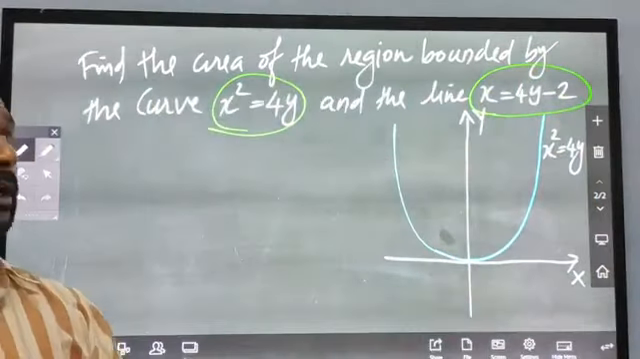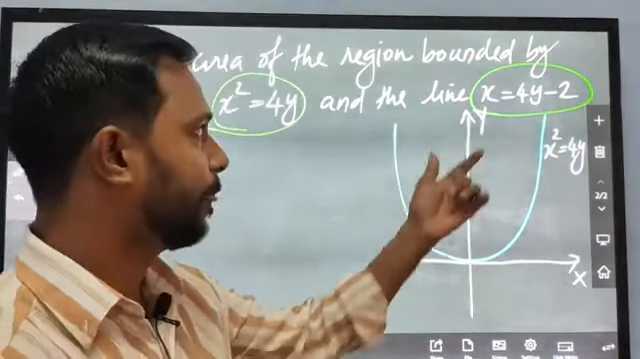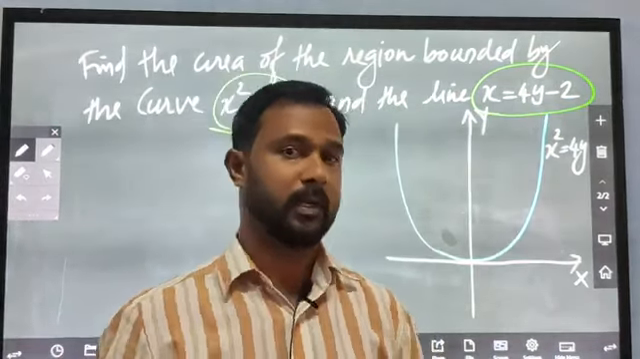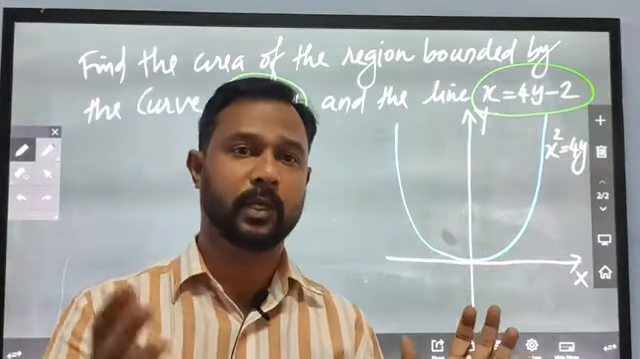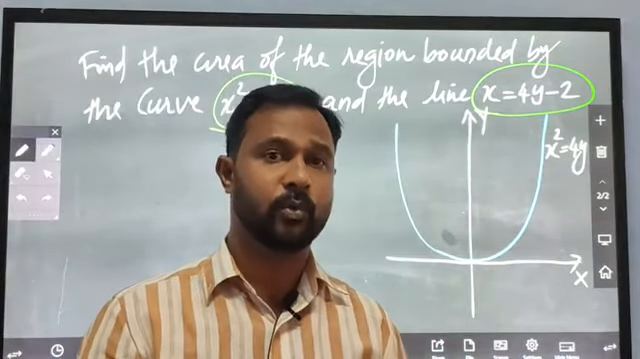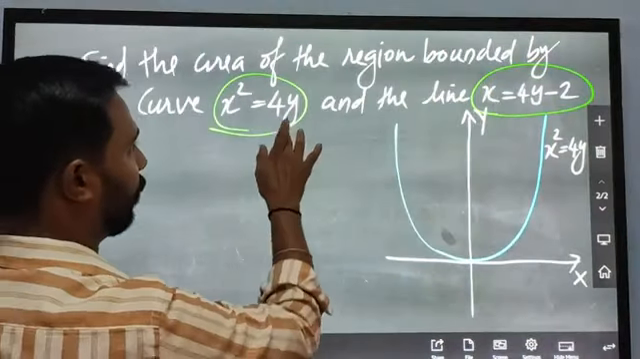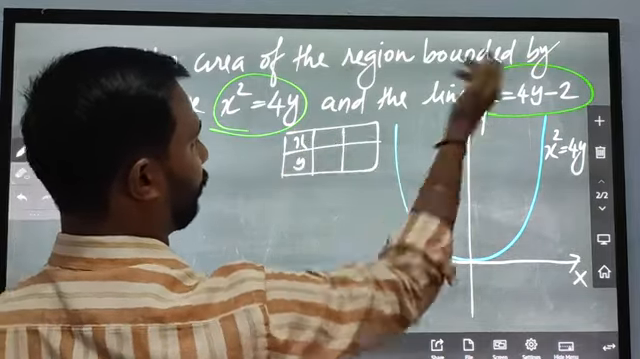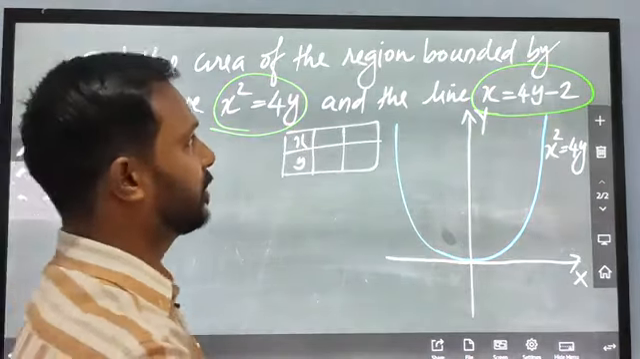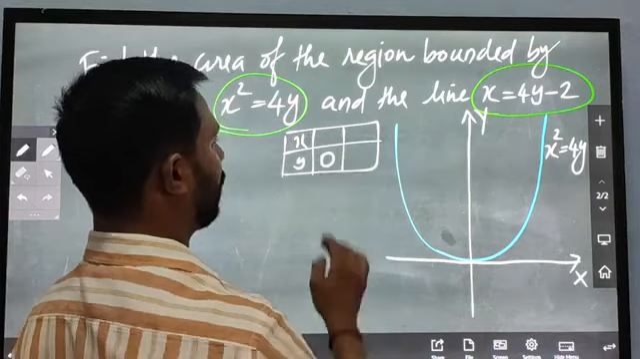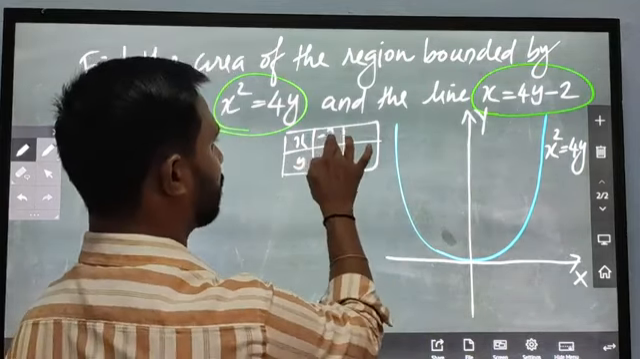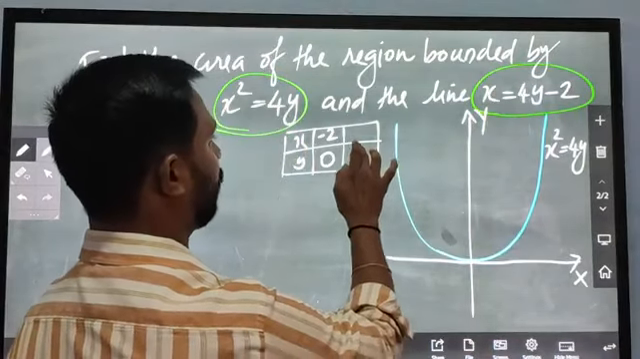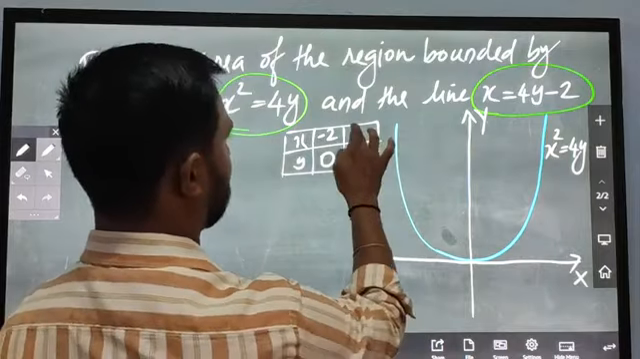Here is this curve x square is equal to 4y. What about the second one? x equal to 4y minus 2. In this, both the given variables are linear, therefore it represents a straight line. Now, to draw a straight line, we need at least a minimum of 2 ordered pairs. So, for x equal to 4y minus 2, first take y equal to 0, and we get x is equal to minus 2. When y equal to 0, x is equal to minus 2. When y is equal to 1, x is equal to 2.